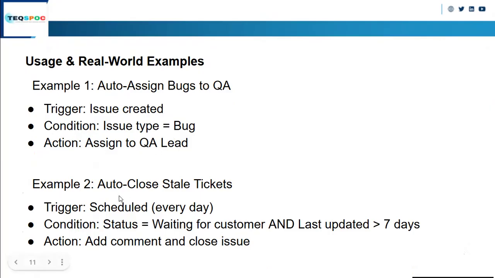Then the second example is auto close the tickets. So the trigger condition will be scheduled every day, the condition will be status equal to waiting for the customer and last update greater than 7 days. Then the action will be add comment and close the issue.